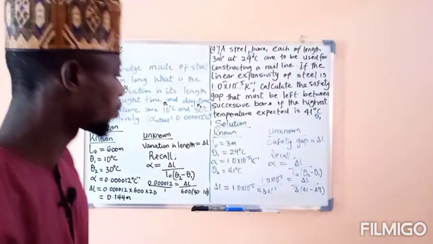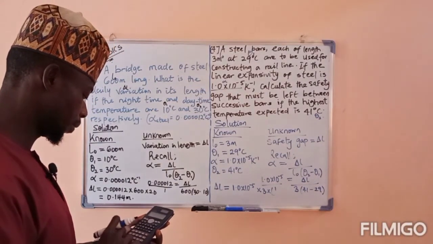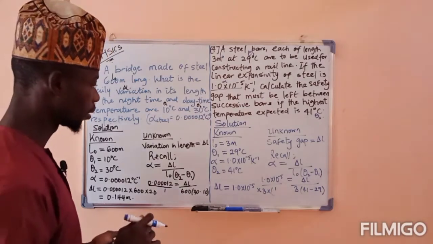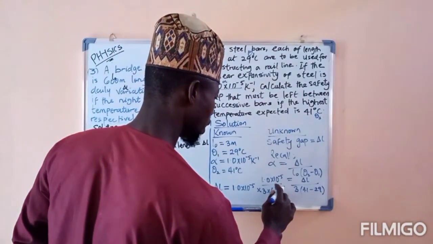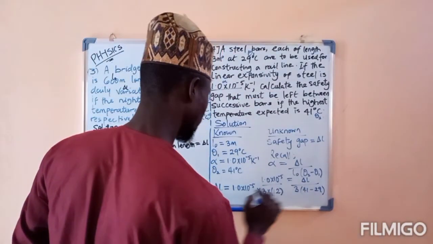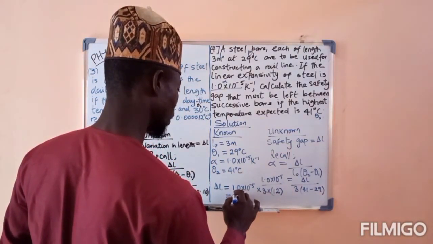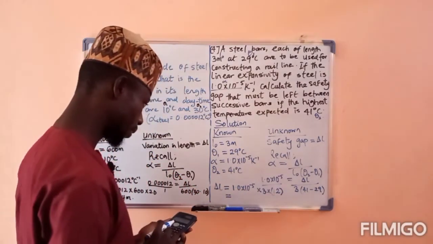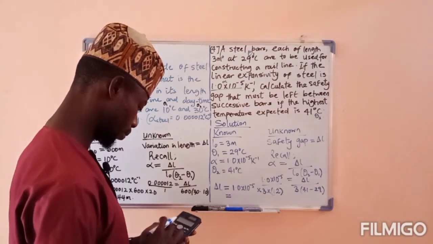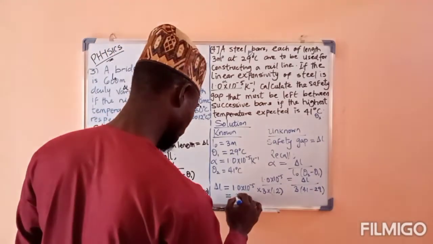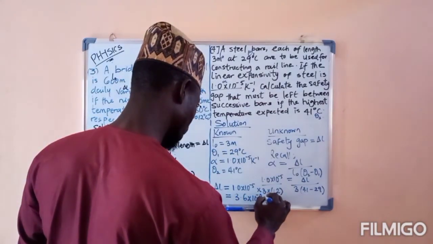Right? So now, just multiply everything together. So I'm going to have this, which is equal to, multiply them together, I have it to be 3.6 times 10 raised to power minus 4 meter.